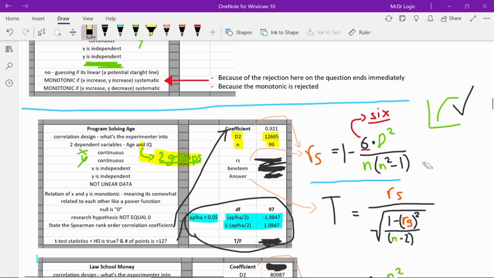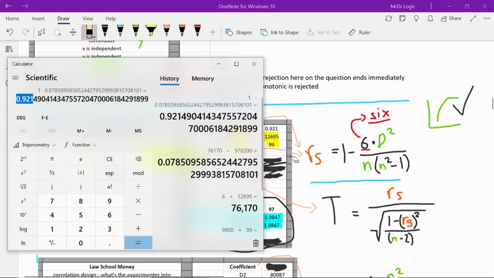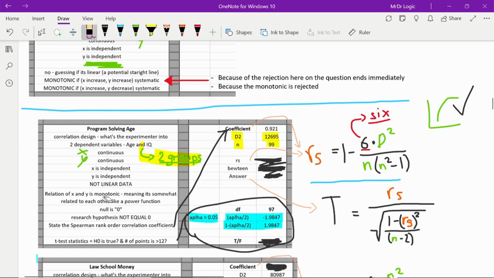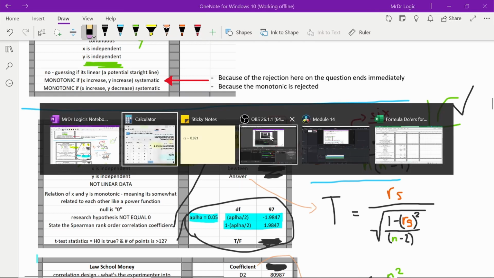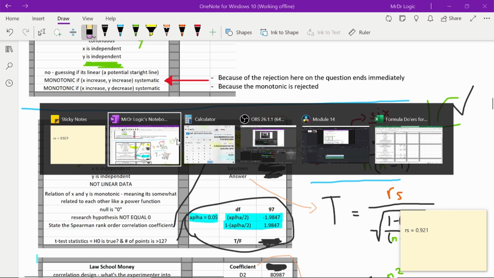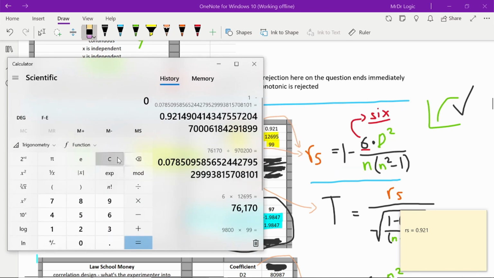Okay, now what we're going to do is figure out the t value, because we have determined that we've gone past the point of establishing the null is 0. The research hypothesis says the null is not equal to 0, and we just stated the coefficient, which is the RS. Now we've determined that this is a t-test statistic where the H0 is true somehow, and somehow the points is above 12. I'll explain why the points is above 12. I don't get it either, but I have a suspicion, like a conspiracy theory, but that's what I have.